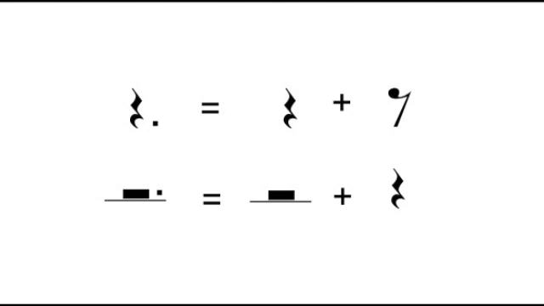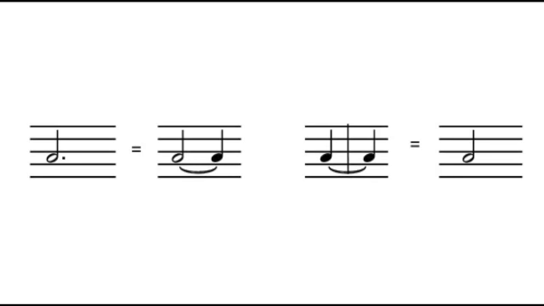Sometimes a tie is used instead of a dot to extend the duration of a note. In the first example here, you can see that a minim tied to a crotchet is played exactly as a dotted minim would be. The second example shows how a tie is used to extend the duration of a note beyond the bar line. In both cases, it is important to realise that the note is only played once. The tie simply determines how long it is allowed to ring.